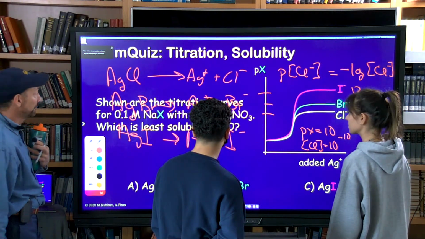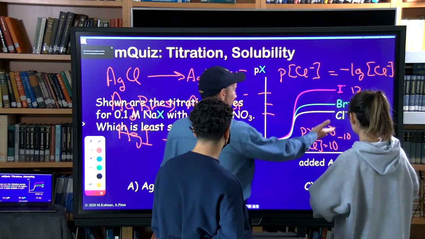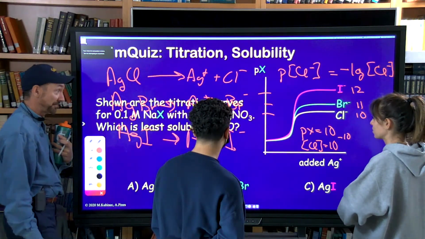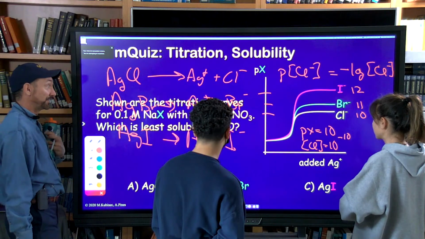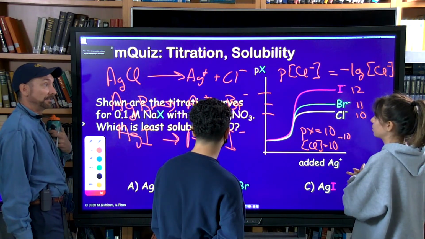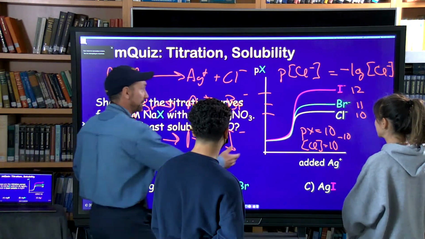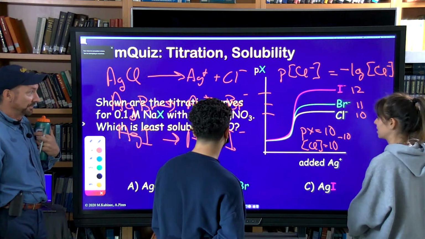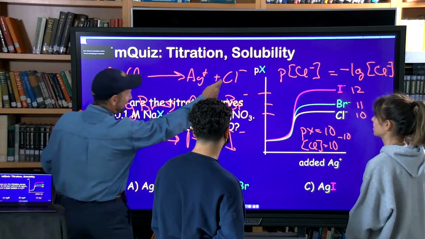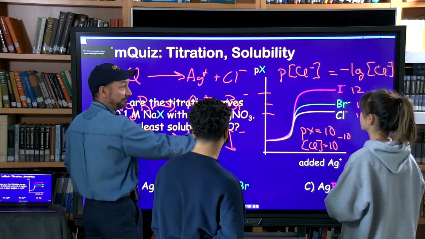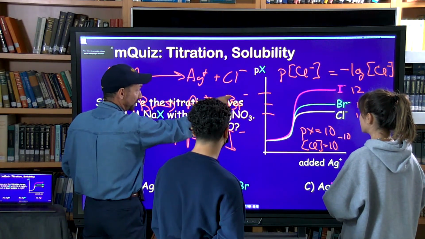But you said it right the first time. You said Cl's the most. So Cl ends up with the highest concentration. So if it's the highest concentration, then it's the least soluble because it reacts. No, the one with the highest concentration is the most soluble, ends up with the most Cl. If you end up with the high concentration over here, then your K is the biggest. Your solubility is the highest.